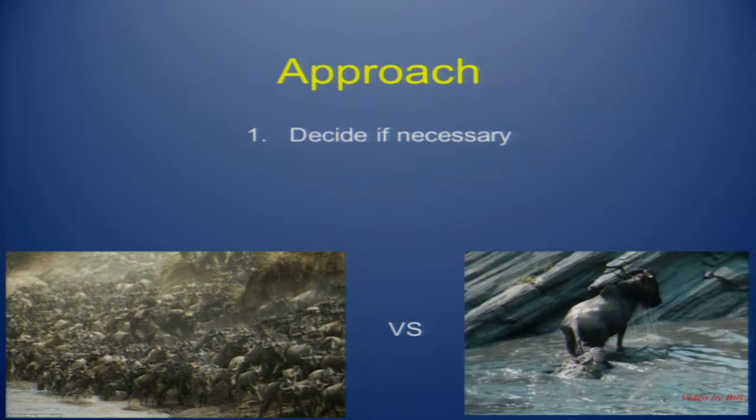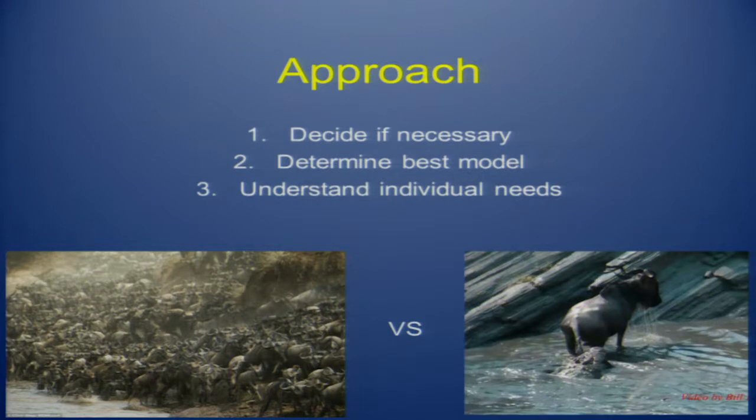That's the first step. Do you need to collaborate? We'll talk about the risk benefits of that. Then you want to determine what's the best model to use in collaboration, and then understand the individual needs of the people in the relationship. You have to always be cognizant of their needs, because if those needs aren't at least being addressed or in some way met, that can cause the relationship to falter. And then especially establish a leadership plan.